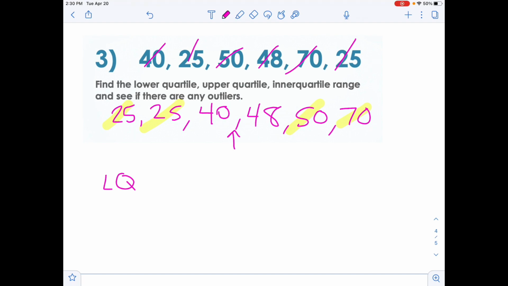And then I'm going to look here at my lower half of my data.